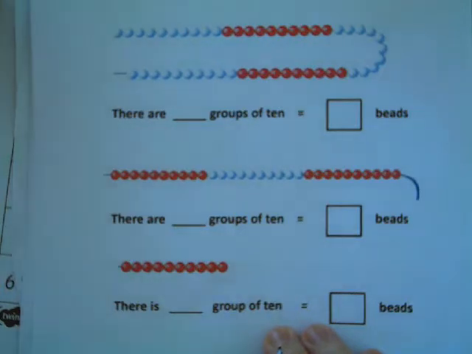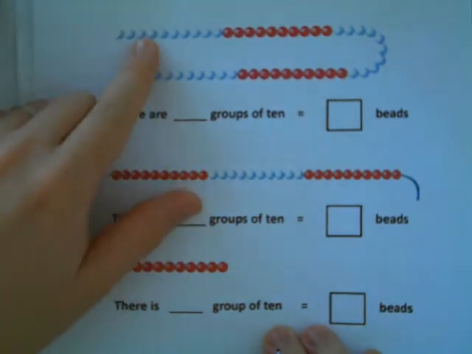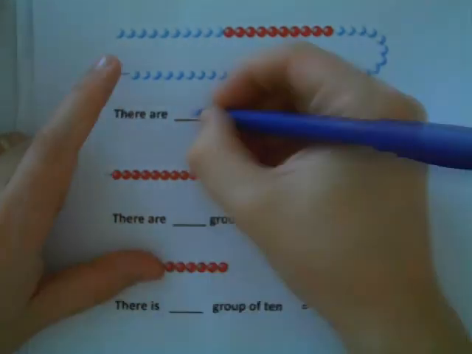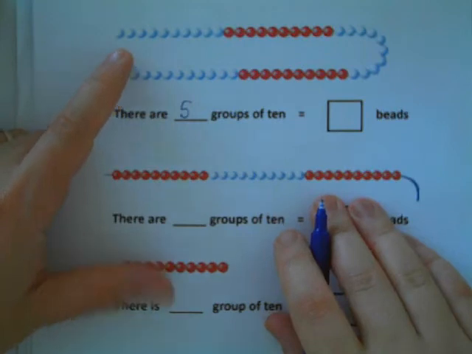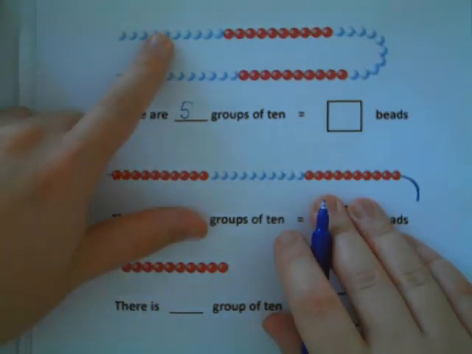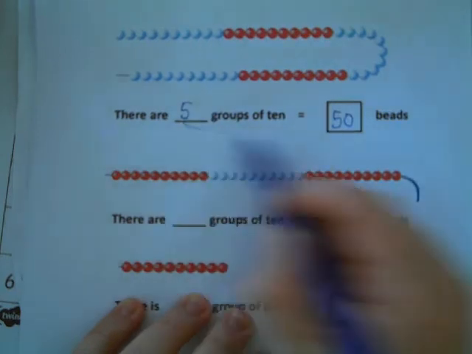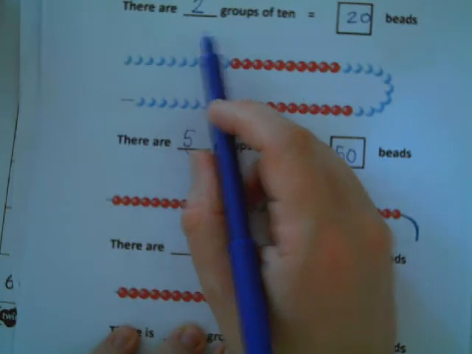Okay, let's go through the answers. So this next question, how many groups of 10 are there? 1, 2, 3, 4, 5. Five groups of 10. So that means how many beads are there? Some of you might know already. 10, 20, 30, 40, 50. 50 beads. You might notice that when there are five groups, the number is 50, just like when there were two groups, the number is 20.